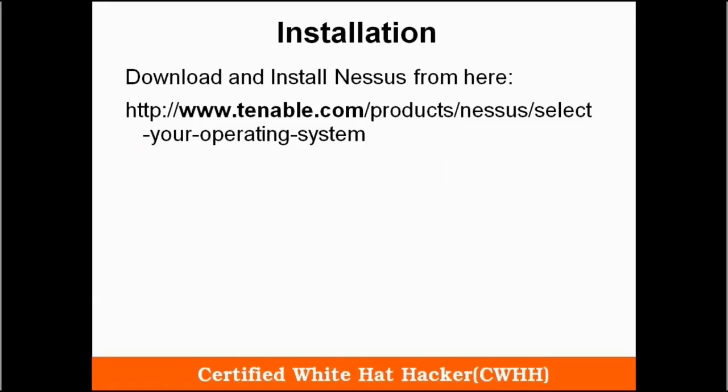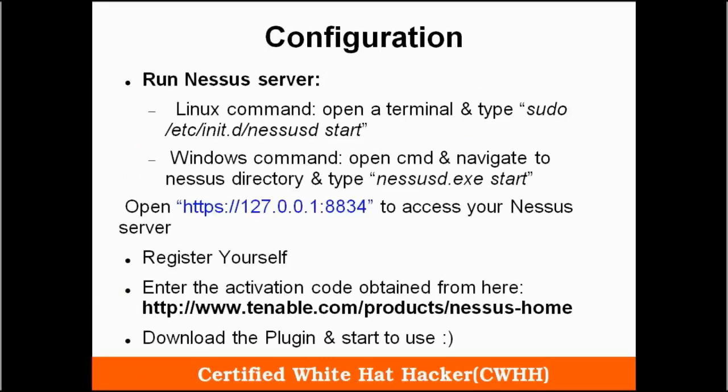You can download and install Nessus from this link over here, and once it's installed you need to do some basic configuration before you can start. In Linux you just type this command and start the Nessus server, and in Windows this is the command for opening it. After that you go to this location in the URL, 127.0.0.1, and the port will be 8834, and then you can access the Nessus server. After that you have to register yourself and you will get an activation code which you also have to give in, and it will download some plugins, and after that you can start using Nessus.